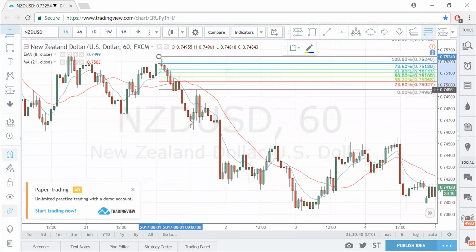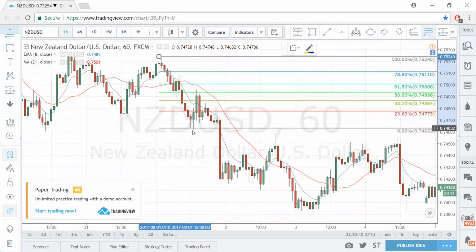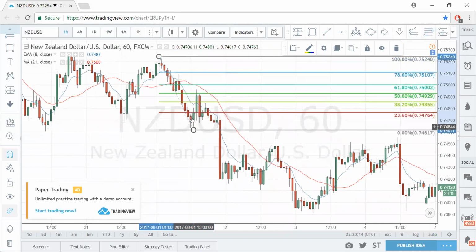Starting point, initial structure low, right? Market decided to turn here. Market turned here to where? All the way to where? 50. Market stopped at 50. Market decided to go back down. See how simple this is?